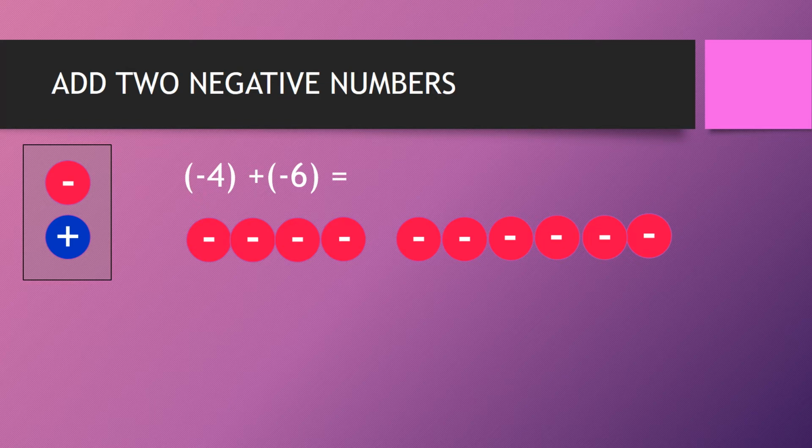How many red circles do I have now? I have 10 red circles. But what is the sign? I don't have another sign. I have only one sign. My sign is negative. I don't have a positive sign in my situation. Then that is the reason, because I don't have another sign, my answer is negative.